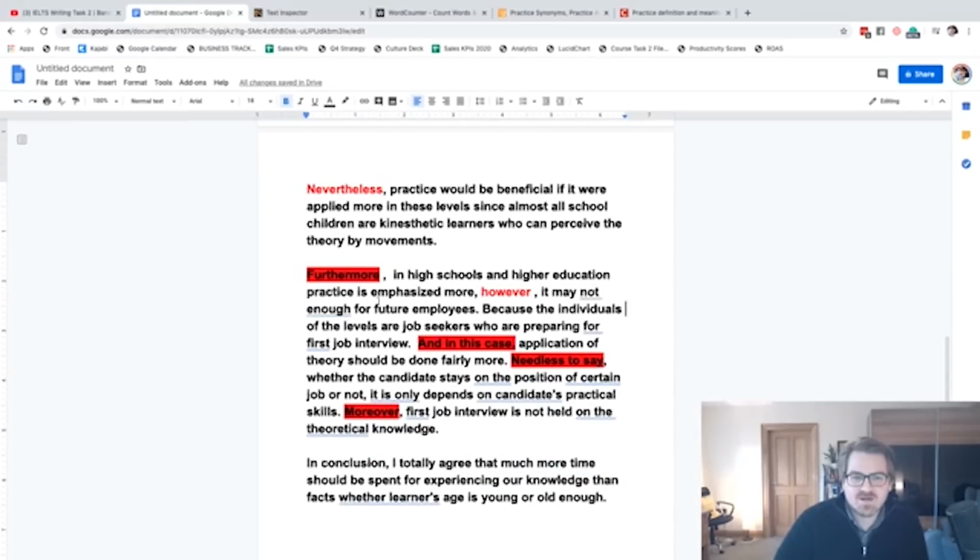Furthermore, in high schools and higher education, practice is emphasized more. However, it may not enough for future employees.